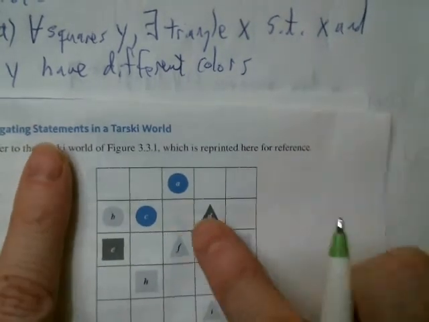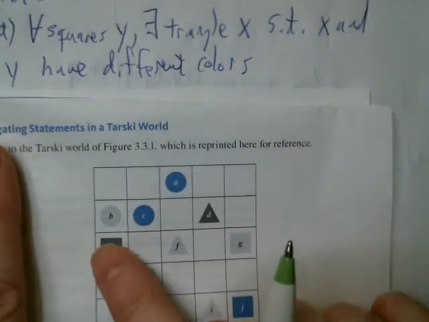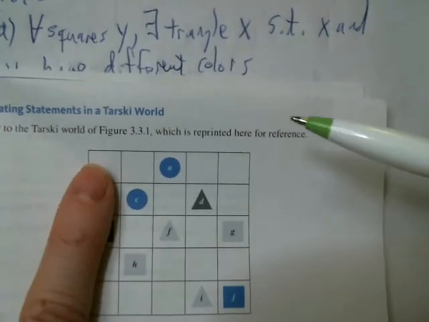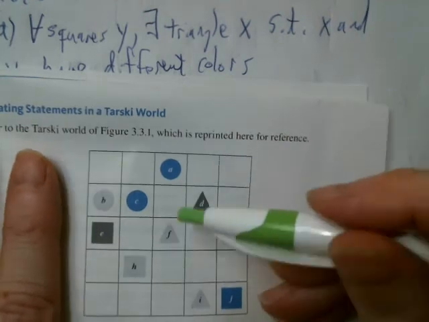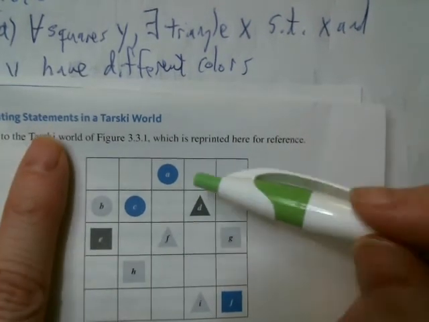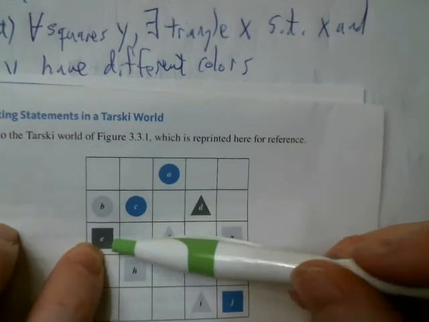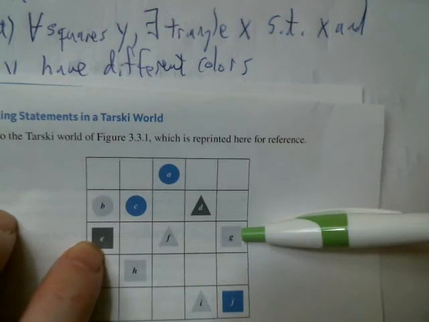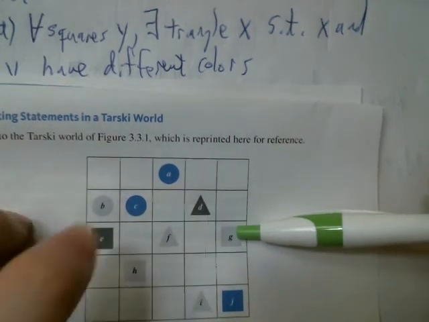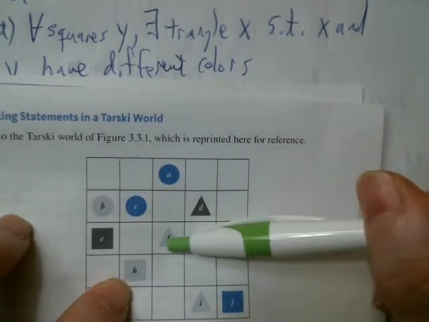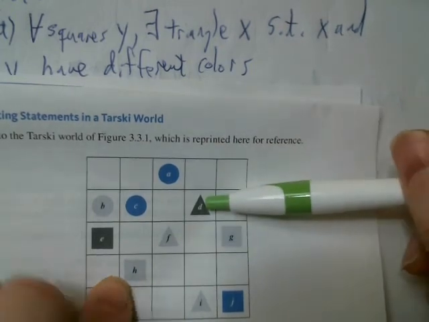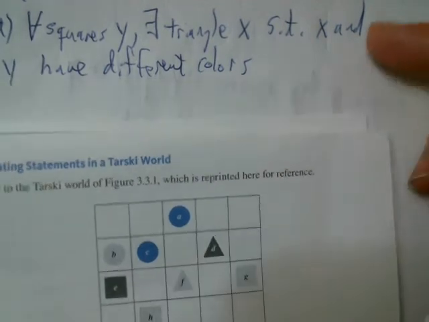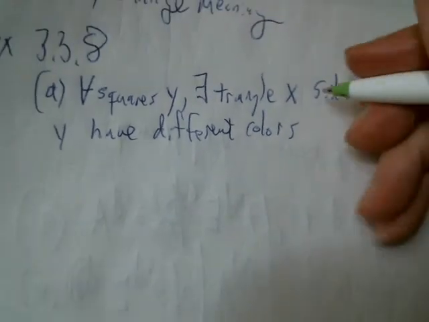And we're considering colors. On this diagram, there's blue guys, there's gray, and then these guys are black. So we're comparing squares and triangles. For every square, we have to find a triangle that has a different color. I'll start with this square E, and this triangle has a different color. Then this square G, this triangle has a different color. This square H, this triangle has a different color, and then this square J, the triangle right next to it has a different color. So it's true by method of exhaustion.